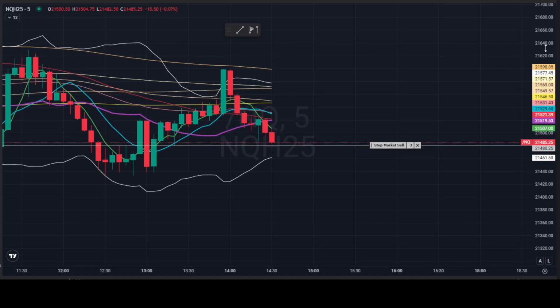This is all just continuation. This is really not a strategy. This is not earth-shattering. This is just playing price action, and it's just catching continuation of the move that we're in.